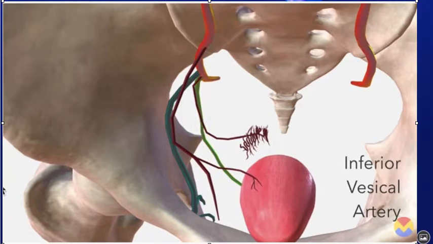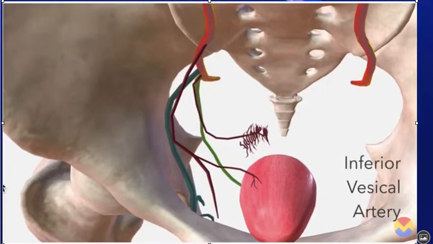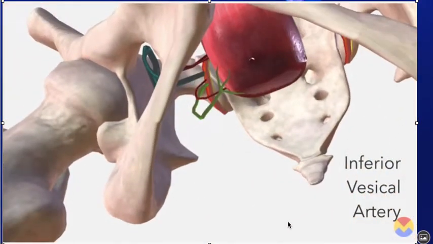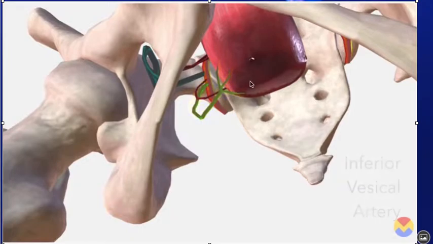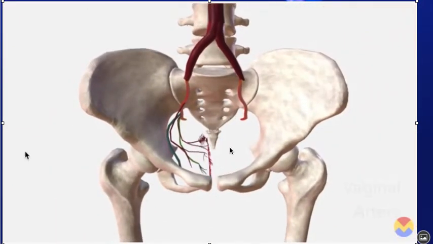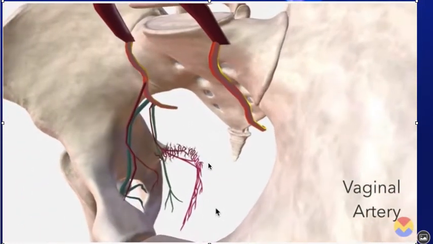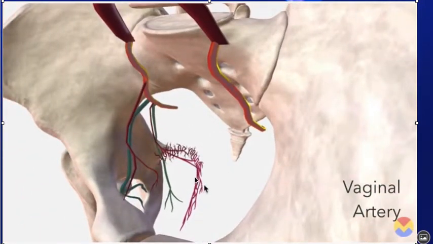Here you can see the bladder over here. This is the urinary bladder. You can see the inferior vesical artery supplying it over here and the superior vesical artery supplying over here. Then we have the vaginal artery, only in the female, going towards the vagina.